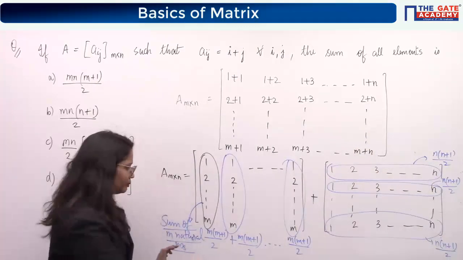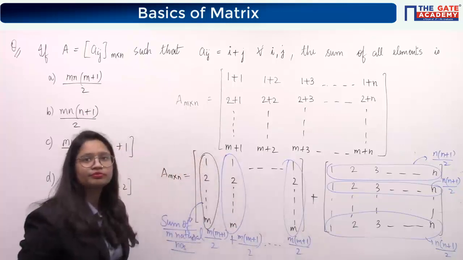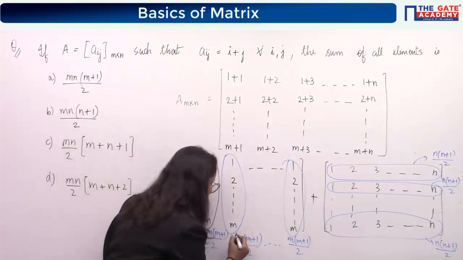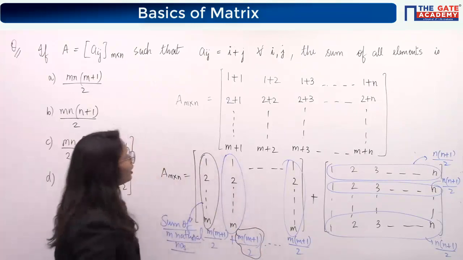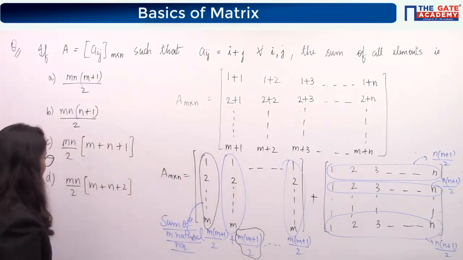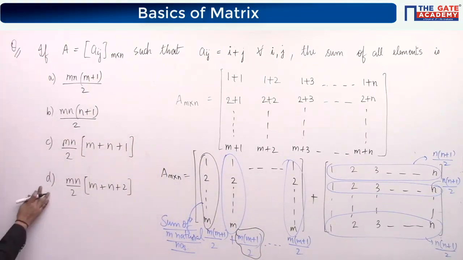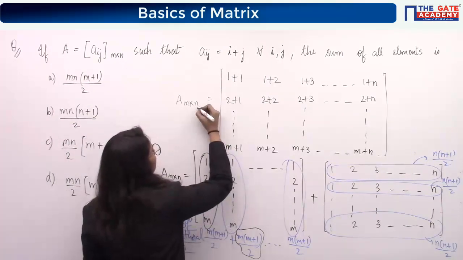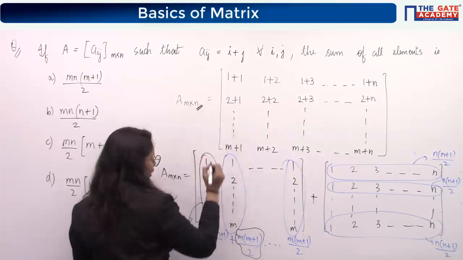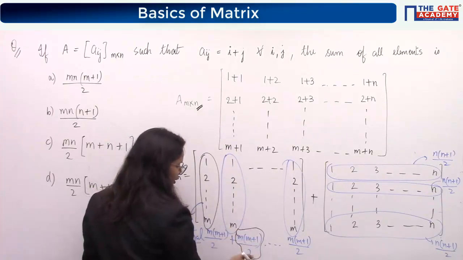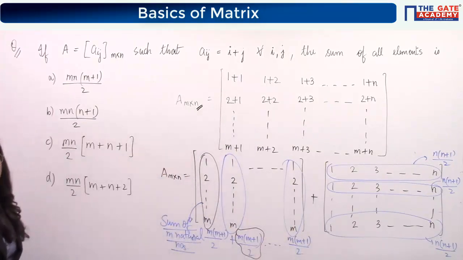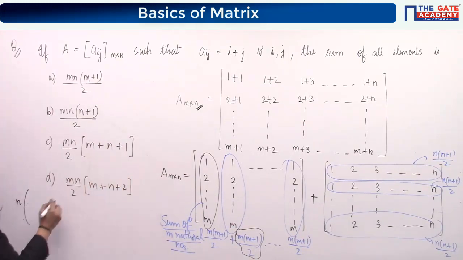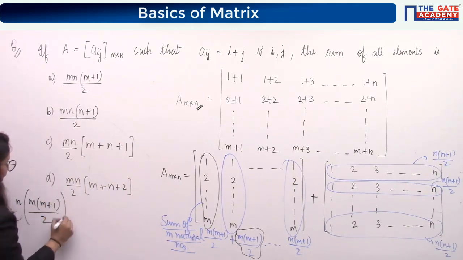Tell me how many times this is repeating. This particular sum that we have calculated, it is repeating how many times? There are total columns n, so for this same value, it will be repeating n times. So I can say that for the first matrix, the sum of the elements will be n times m into m plus 1 divided by 2.